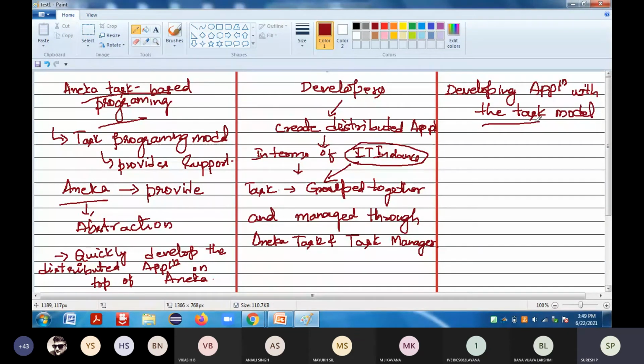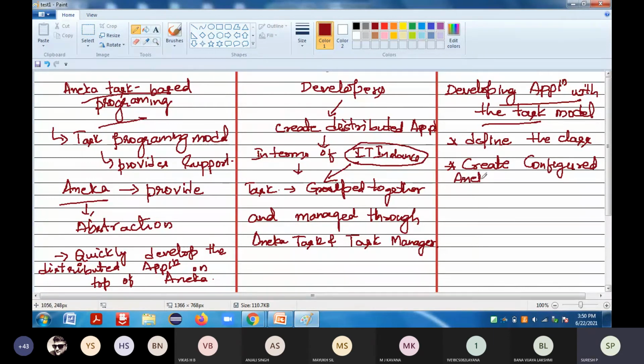First, when you are defining the application, it is a wrapper class. I have to define the class, because whenever the wrapper comes into the picture, you have to go with the class. So define a class to implement the ITask interface when you are developing the application with the task model. Now I have to create a configured Aneka application instance.